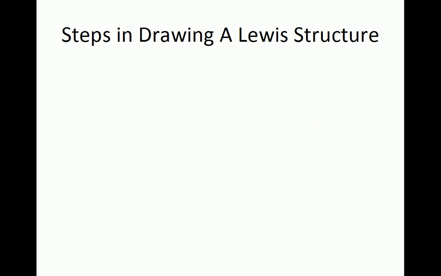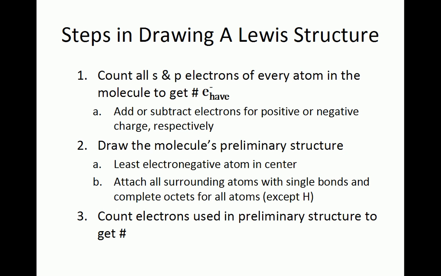To answer this question, we must review the steps in drawing a Lewis structure for a molecule. First, count the s and p electrons of all atoms in the molecule to get the number of electrons you have to draw the structure. Account for charge if drawing a Lewis structure of an ion to get the number of electrons you have. Add 1 electron for each negative charge. Subtract 1 electron for each positive charge.